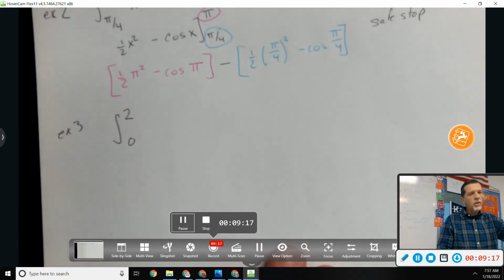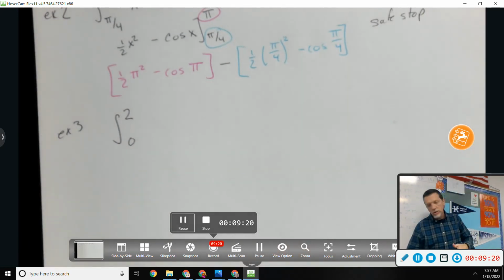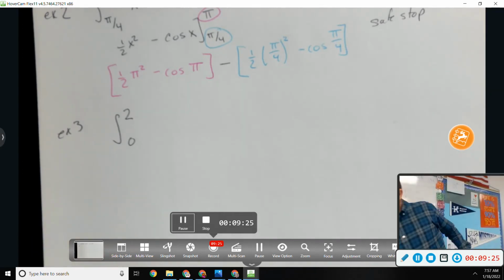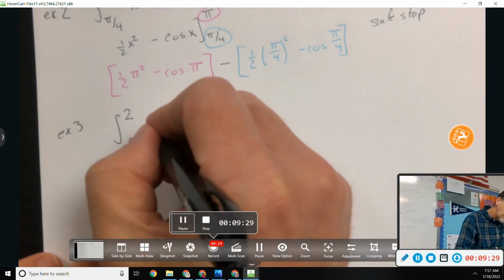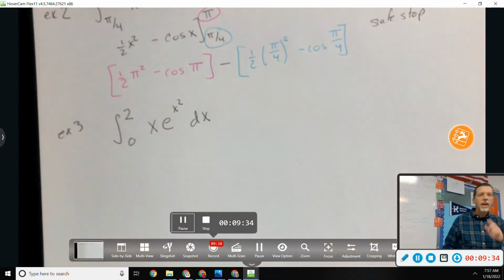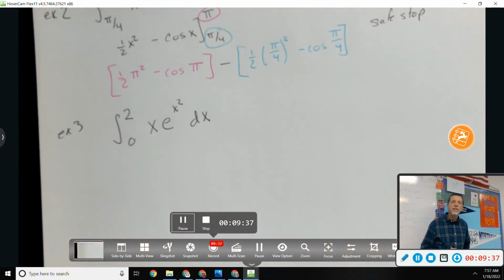Do one more of sort of free notes, and then we'll do a couple off the assignment together. Integral from 0 to 2 of x e to the x squared dx. So if that feels like we just jumped up in difficulty, you're correct. Because I don't know what the antiderivative of x e to the x squared is, but this could be a u substitution thing.